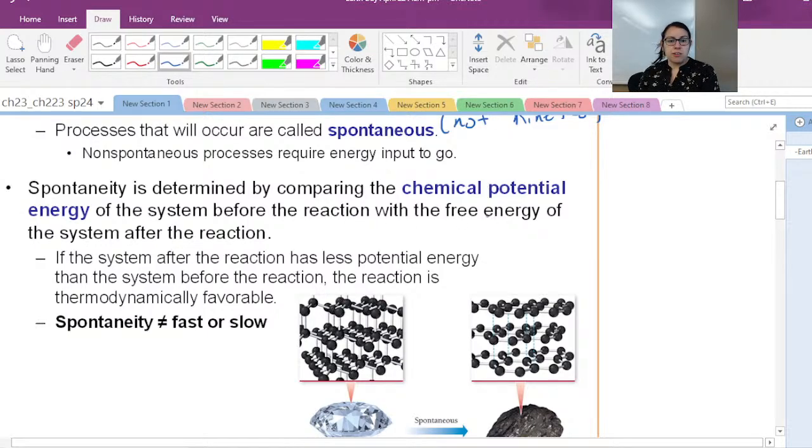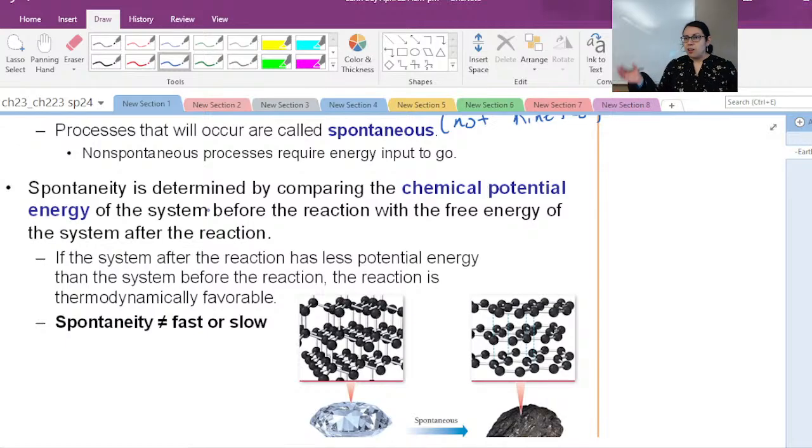So basically we're seeing, are we going from more ordered to more disordered? Are we becoming ordered, which, as you can imagine, making something more ordered is not favorable. Just kind of like cleaning your room, right? Your room always goes to disaster and chaos, and then you have to put energy in to put it back in order.